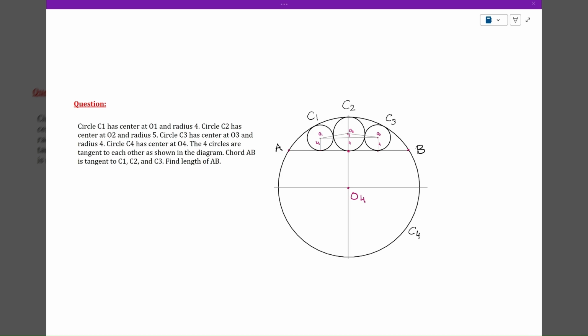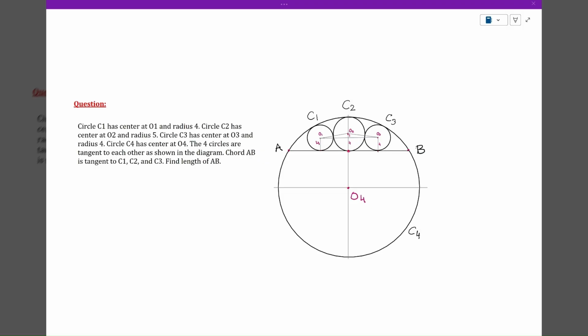Circle C1 has center at O1 and radius 4. Circle C2 has center at O2 and radius 5. Circle C3 has center at O3 and radius 4.